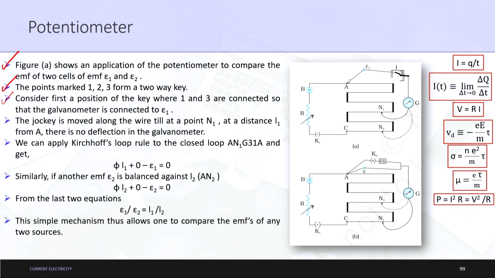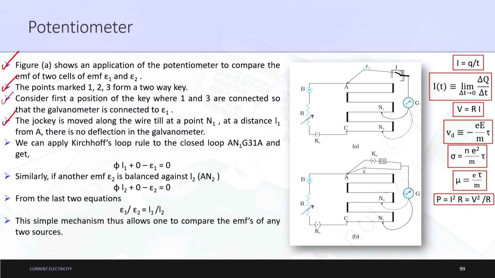That is, there is no current passing through this battery, epsilon 1. Okay, so this has been explained: a jockey is moved along the wire till a point N1 at a distance L1 from A. There is no deflection in the galvanometer.